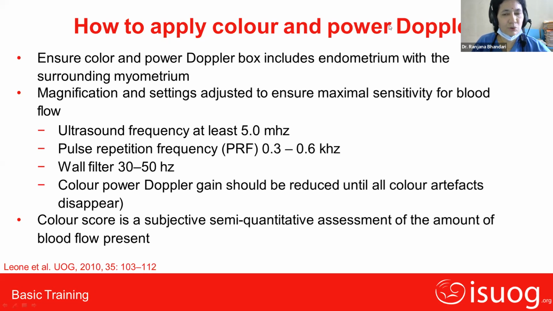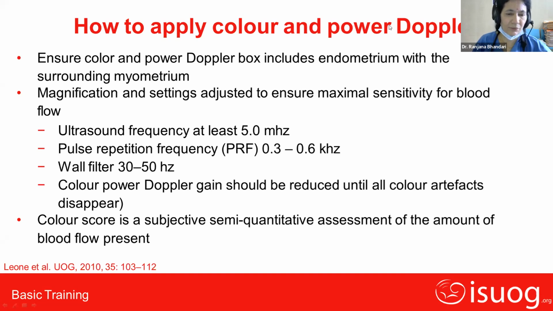The PRF has to be 0.3 to 0.6 kilohertz, as the vascular supply in the reproductive organs like the uterus is low velocity, high resistance. So if we put PRF at 1 or more than 1, we will not see any blood supply within it. So PRF has to be maintained between 0.3 to 0.6 kilohertz. The wall filter will be 30 to 50 hertz. The color power Doppler gain should be reduced until all the color artifacts disappear.